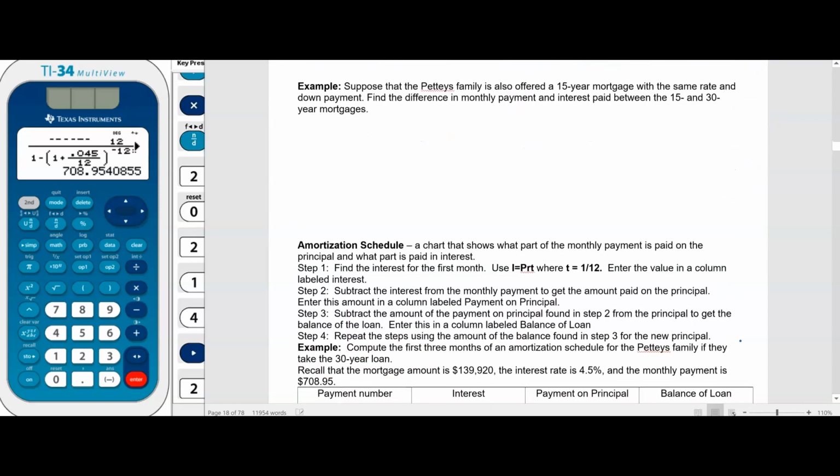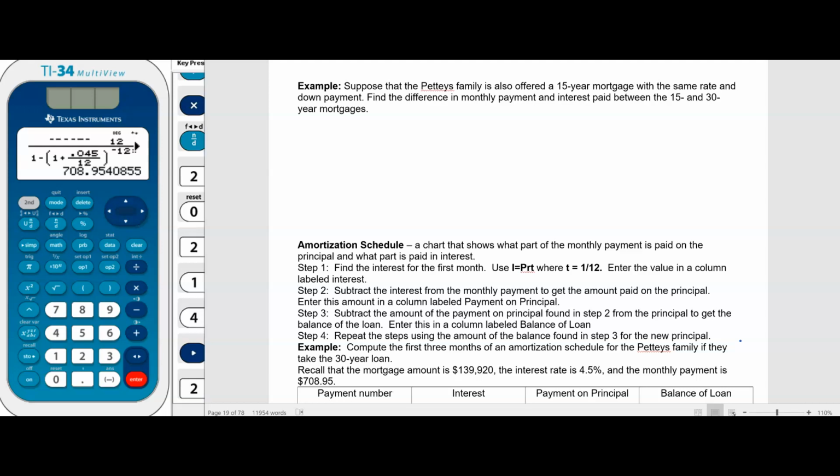So suppose that the Petty's family is also offered a 15-year mortgage with the same rate and down payment. Find the difference in monthly payment and the interest paid between the 15 and 30 years. This is really significant because, as I said before, the longer you take to pay off a loan, the more money you're going to pay in interest. And if you can afford to do a shorter term, whether it be a mortgage, car payment, whatever, you're going to save a ton of money.